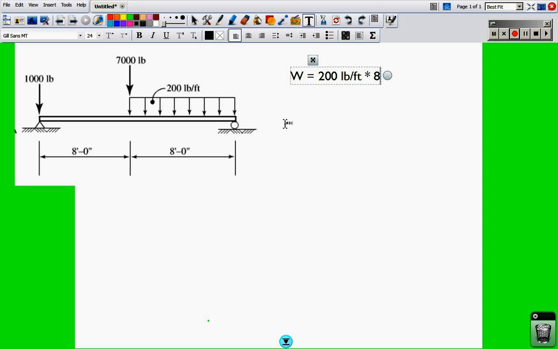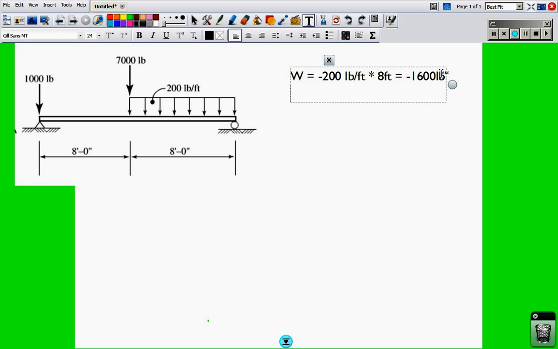Okay. So when I do that, I get, and it's in the negative direction, so let's not forget that, negative 1,600 pounds. Right? Okay, now where is that located?